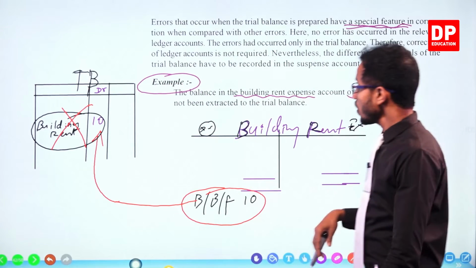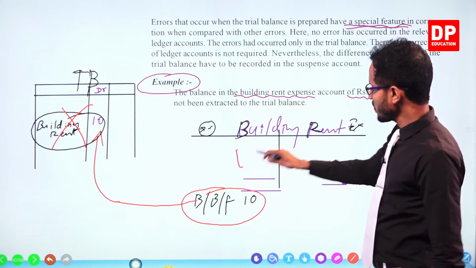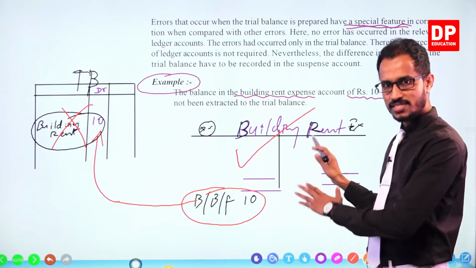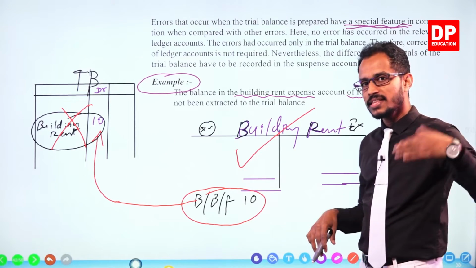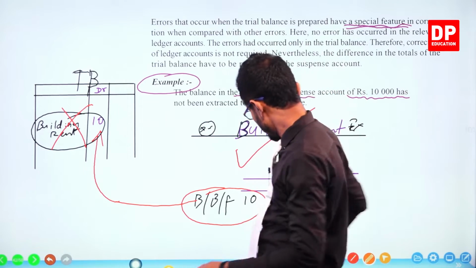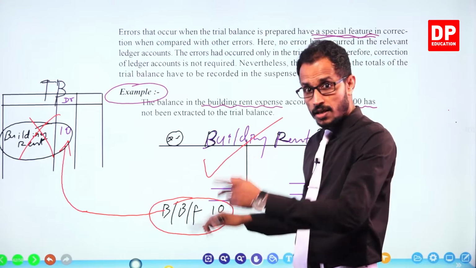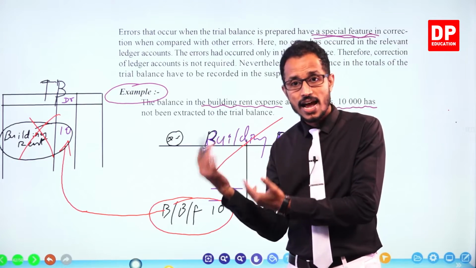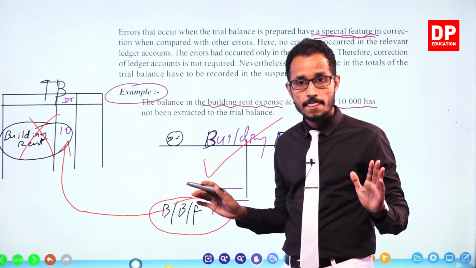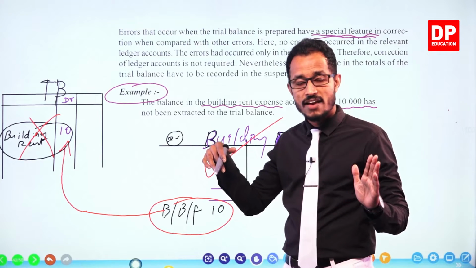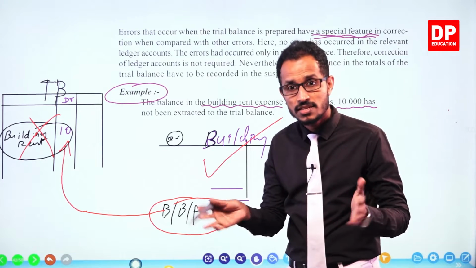Is there anything wrong with the building rent account? No, the building rent account is correct. You can't touch this account. That is the difference between these types of errors and the other errors. You understand what I'm saying? That's why, in the very beginning, I said these are a little different. When we go to correct errors which have occurred in the trial balance, it's a little different.